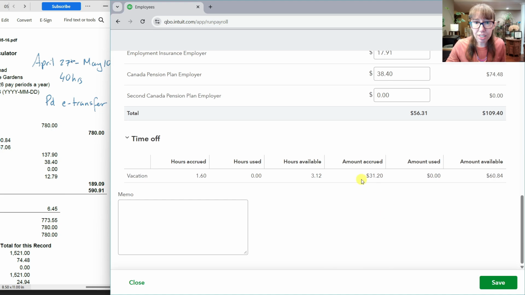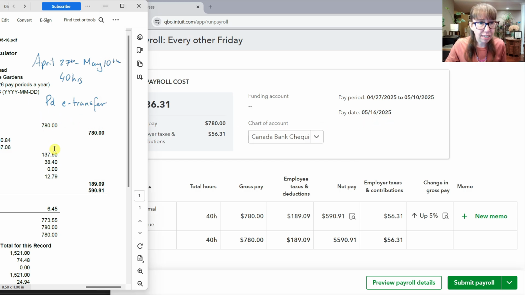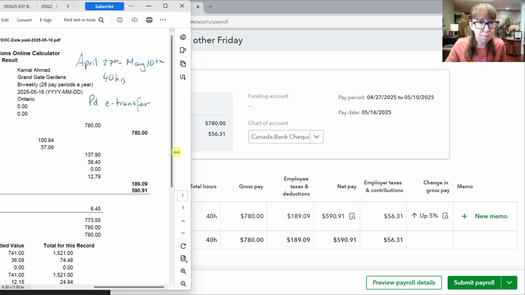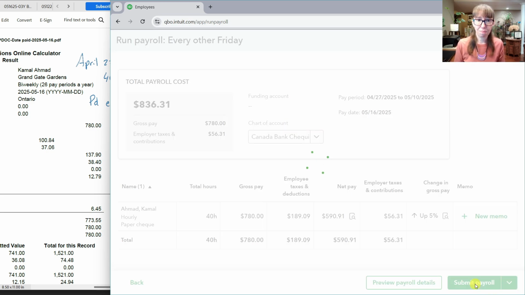So everything looks good. You can see that Kamal is getting his vacation accrued. And spoiler alert, he's going to get a raise. And we're going to see how that kind of messes up how the accrued vacation works in QBO. So we're going to go ahead and hit save. This is good. Make sure it says Canada Bank checking. Excellent, because it was paid via e-transfer. And let's see, pay date is May 16th. And is that what the pay date is on this one? Yep, May 16th. Excellent. So we're going to go ahead and submit.